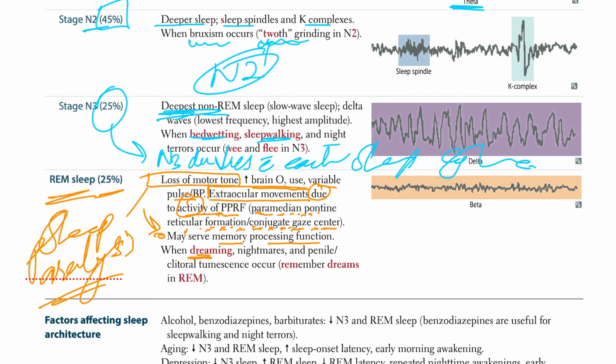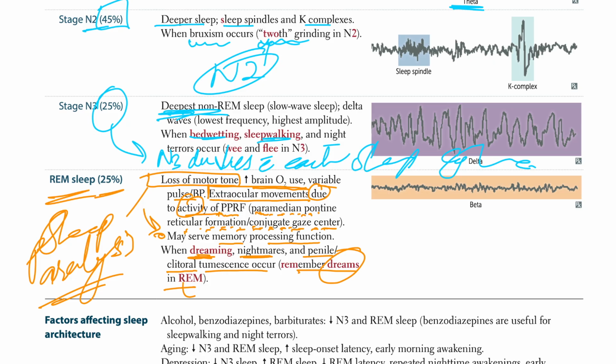So this is the time when you're dreaming. REM sleep is when you're dreaming. You have nightmares when you remember everything, and penile or clitoral tumescence occurs. R for remember dreams in REM.